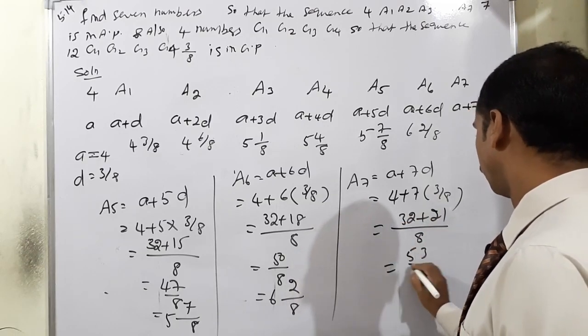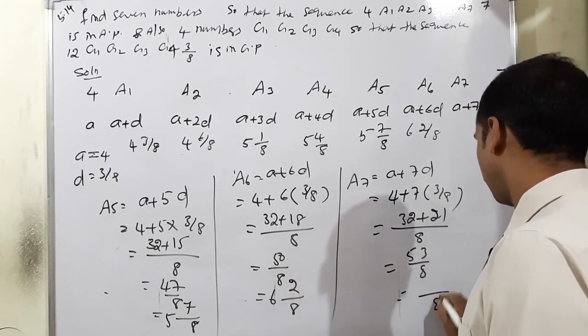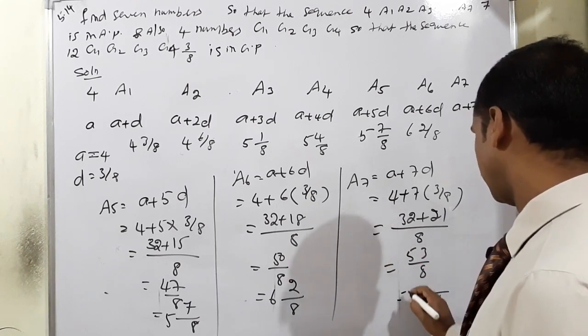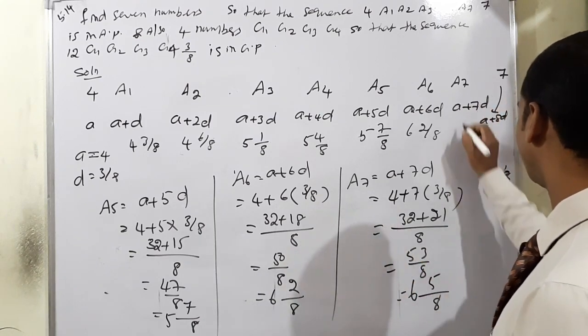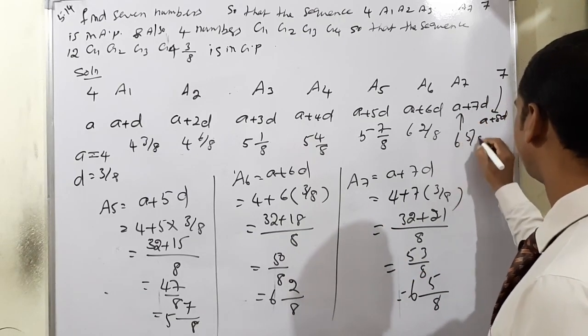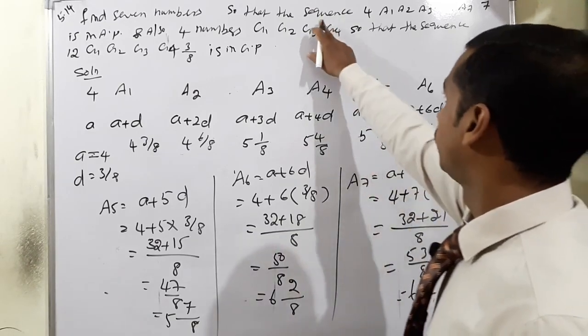Now, 53 divided by 8. Now, common denominator 8 means 6 8s are 48. So, 53 minus 48 means 5 by 8, so 6 5 by 8. This is the answer, 6 5 by 8. Now, one condition is clear.